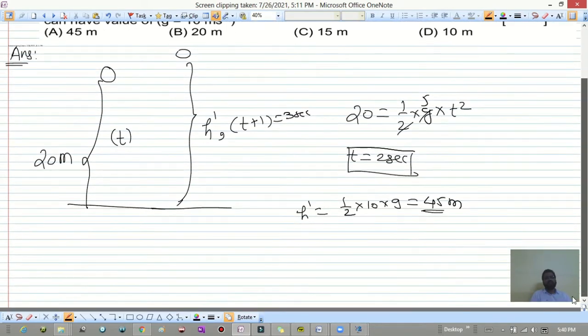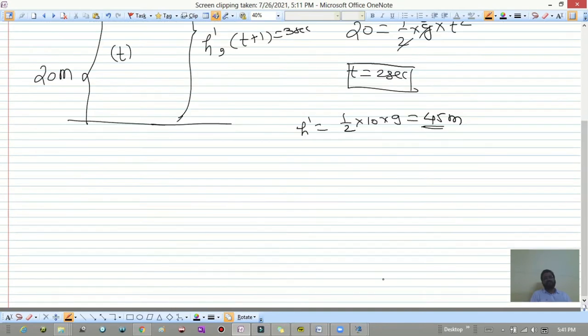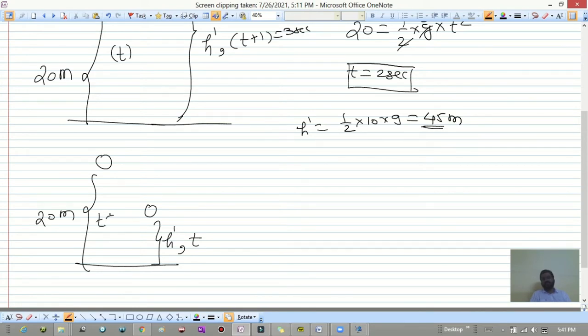But what if I consider the height of the second ball is lesser than the height of the first ball? It is 20 meter, and the height of the second ball is lesser. Indicates what? This will have the time t, and this will have the time t plus 1, isn't it? This ball will strike the ground 1 second after the first strikes the ground.